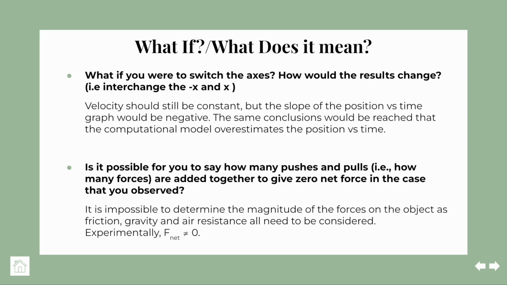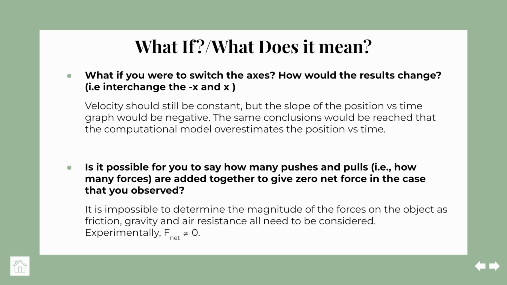experimental model. So just to answer some discussion questions, what if the axes were switched? Velocity would still be constant, but the slope of the position versus time would be negative. The same conclusions, however, would still be reached, that the computational model would overestimate the position versus time.